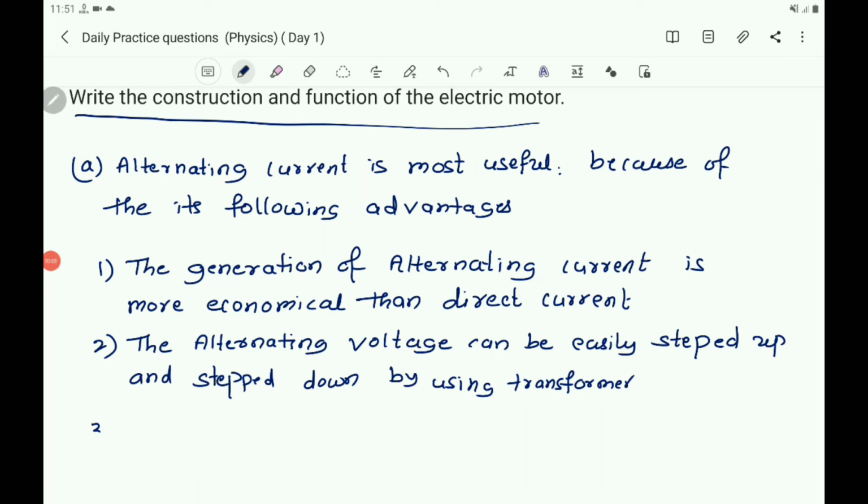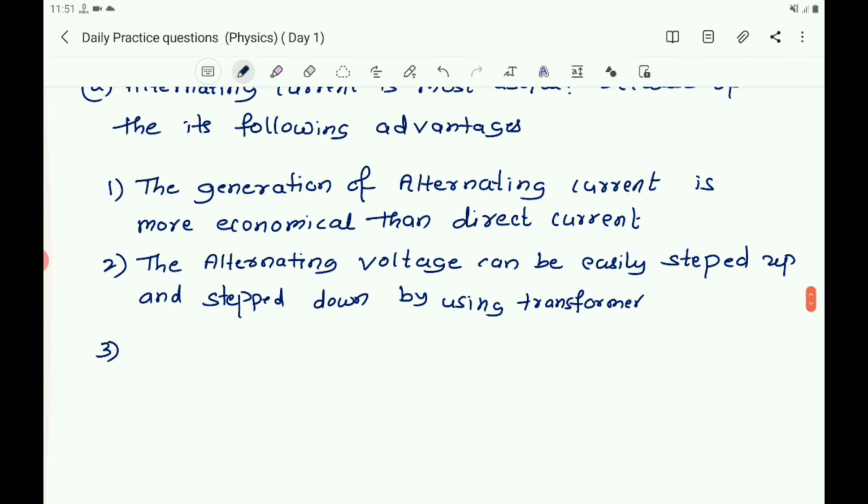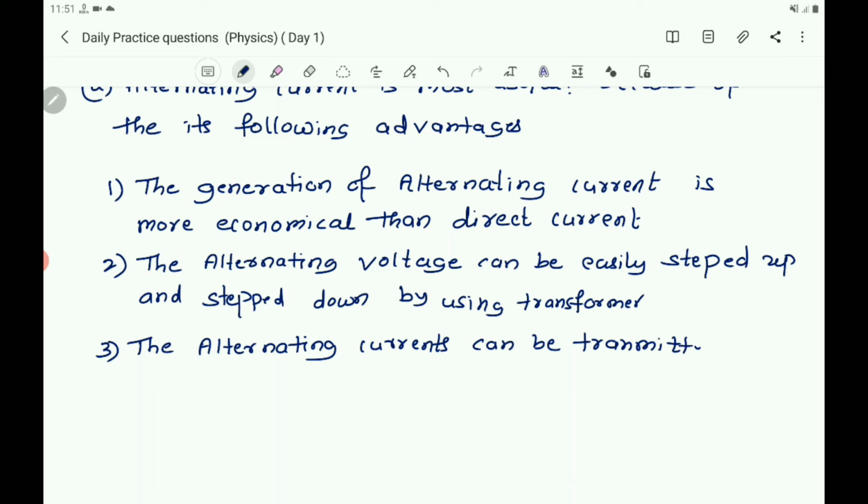Then third one, the alternating current can be transmitted to distant places without any significant line loss.